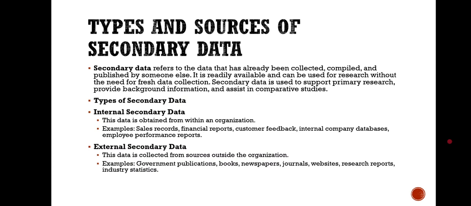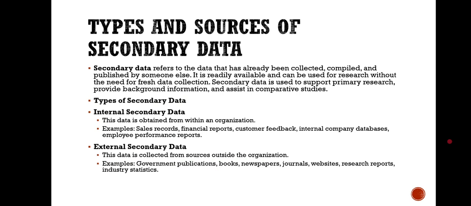So these are the types of secondary data. First we have internal secondary data and second we have external secondary data. So let's understand these one by one. In case of internal secondary data, this data is obtained from within an organization. For example, sales records, financial reports, customer feedback, internal company databases, employee performance reports. So all these kinds of data come under internal secondary data.